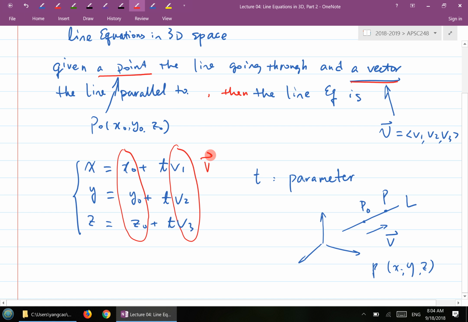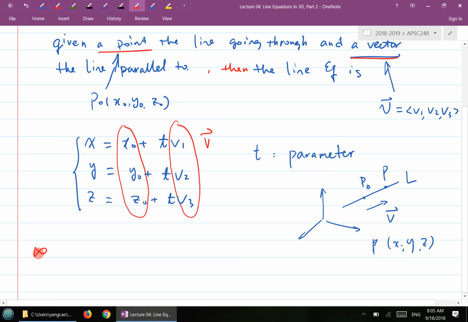A parametric equation for a line is not unique, because you can choose any other known point on the line. So you can change this x naught, y naught, z naught to different values as long as it's along the line. But once you change it, the parametric equation is different. And you can also scale this parallel vector v1, v2, v3 to any multiple. Then this vector changes, and this parametric equation also changes. So that essentially gives you an infinite number of parametric equations for the same line here. Right? So that's what I meant in the previous lecture.